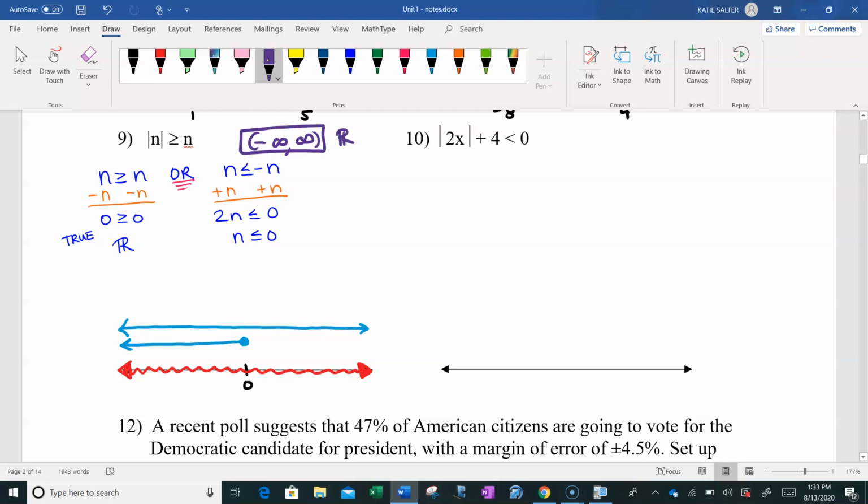If you think about it, it makes sense. The absolute value of any number is always greater than or equal to that number. Of course it is. If they're positive numbers, they'll be equal. If it's a negative number, when you take the absolute value of it, it becomes positive, so it's definitely going to be greater than its negative number.